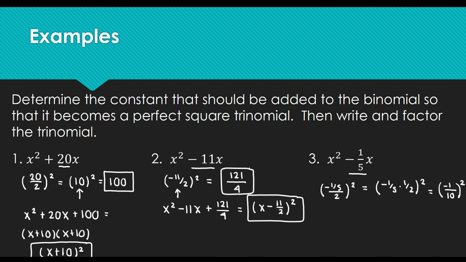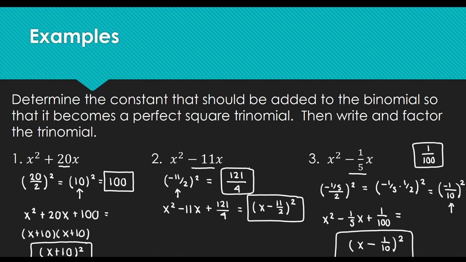So just like that second example, I'm going to have to multiply and square both the numerator and the denominator. So -1 times -1 means that 1 is going to be the numerator, and 10 times 10 is 100. So 1 over 100 is going to be that constant. And so now if my trinomial is x squared minus 1/5 x plus 1 over 100, this is going to factor into, once again, the number that we had prior to squaring it. So we're going to have x minus 1/10 quantity squared. And this is my factored answer.